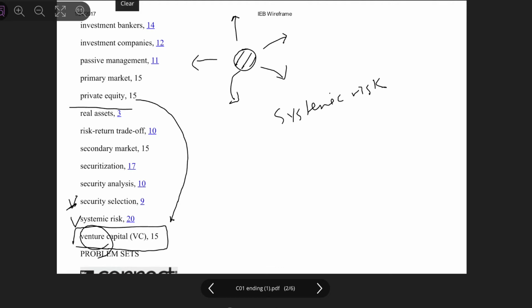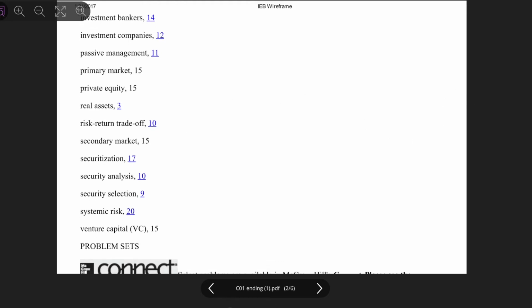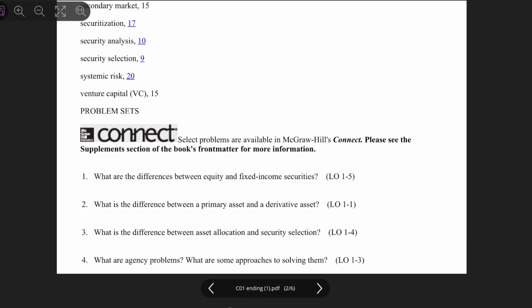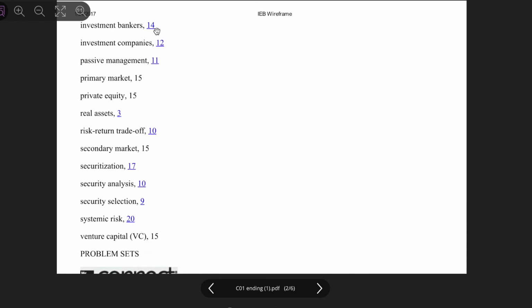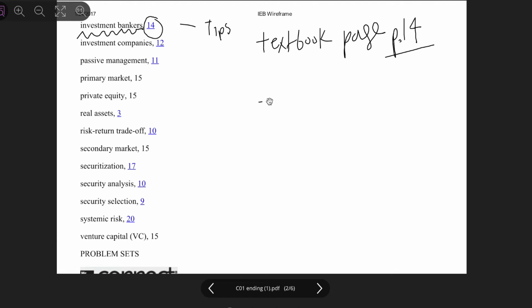It was very long. Terminology review, right? The reason I do this is I want to remind you what that chapter was about before we look into the questions. If you don't know what these numbers are, these are tips to find where to find the investment bankers. This is only connected to the textbook, page 14. Page 14 will give us a little information about the investment bankers. That's what this 14 stands for.